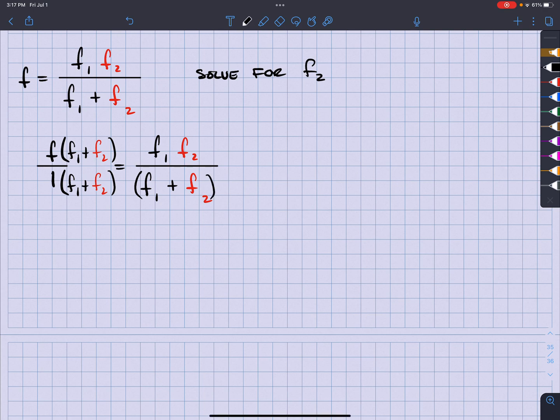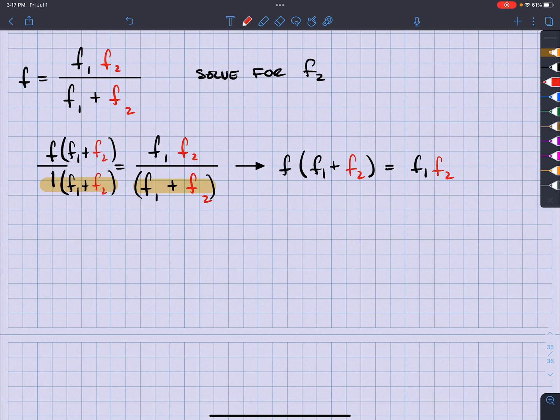Absolutely nothing. So if I look at the denominator, does this denominator have f1 plus f2? Yes. Does this denominator have f1 plus f2? And you're going to say yes as well. So great. So since the denominator is the same, that means the numerator must be the same. So what I have here is f times f1 plus f2 is equal to f1 times f2.